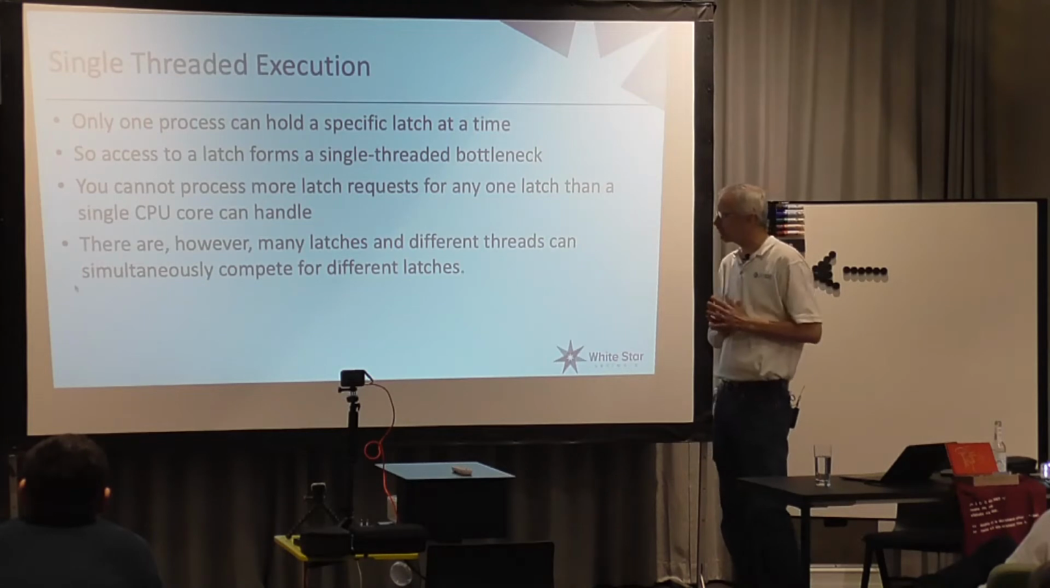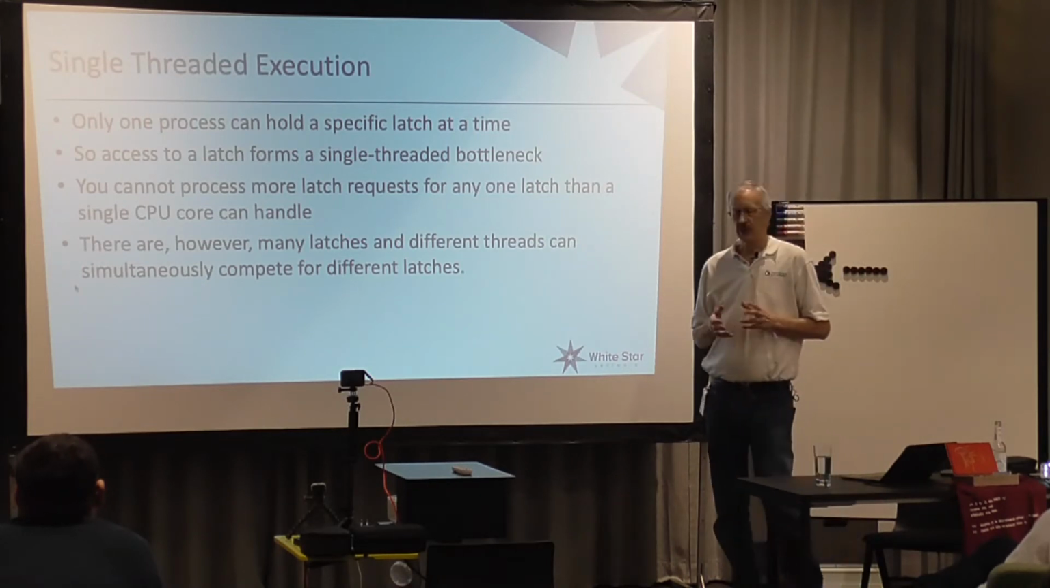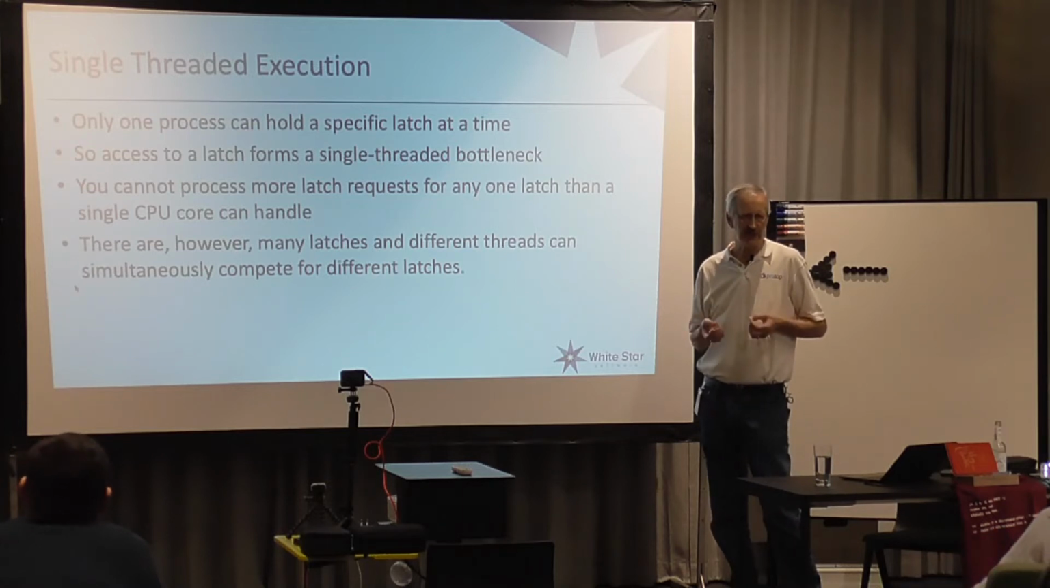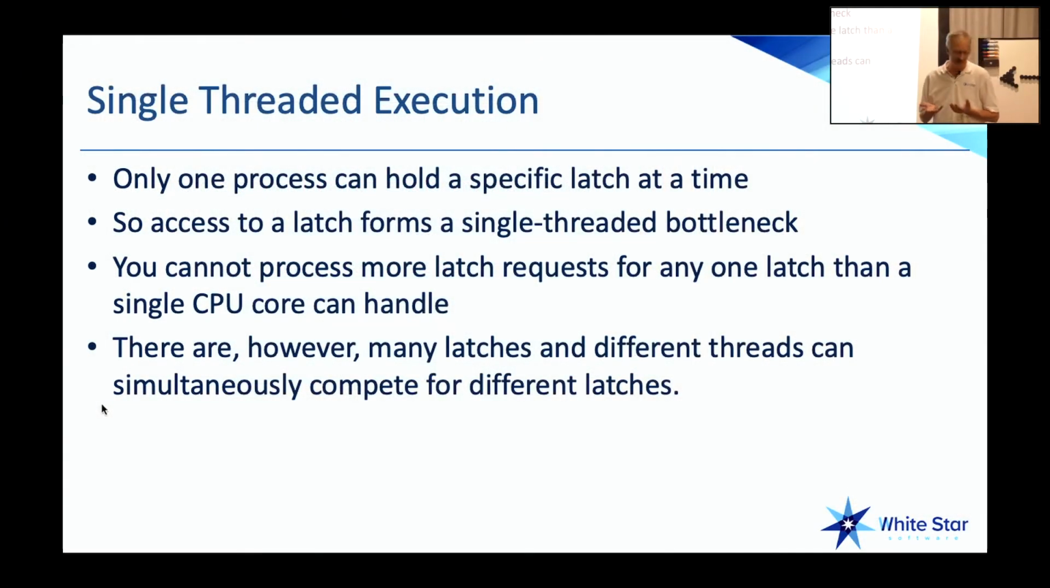As I mentioned, only one process can hold a specific latch at a time. So ultimately that leads to these bottlenecks called latch contention bottlenecks, where you have people that are waiting on that latch, and then you have to figure out, well, how do we get around that?